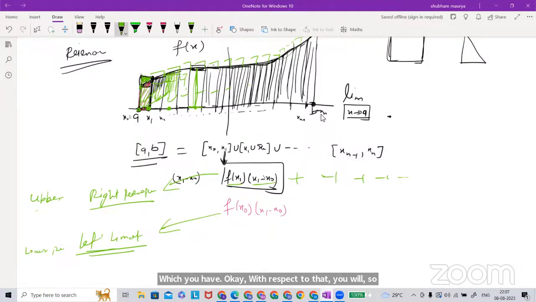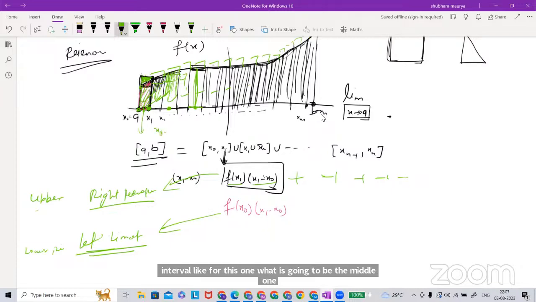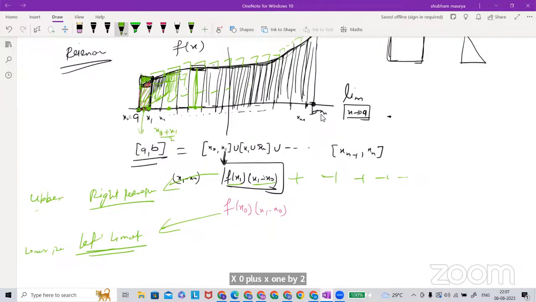So the middle one is the middle point with respect to each interval. For this one, what is going to be the middle one? x0 plus x1 by 2. Yeah, x0 plus x1 by 2. And at that point, find the function value, and then the width is whatever width you have, which is x1 minus x0.